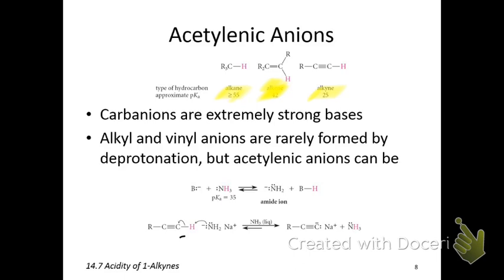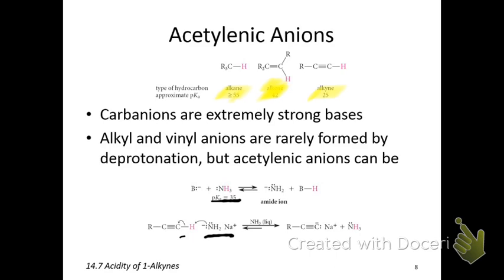One way to generate a carbanion from an alkyne is by reaction with a base that's sufficiently strong to remove that proton. And the base that works the best is sodium amide, and you see that at the bottom of this slide. Sodium amide has a nitrogen with a negative charge. Now ammonia, as it states right above that, has a pKa of about 35.